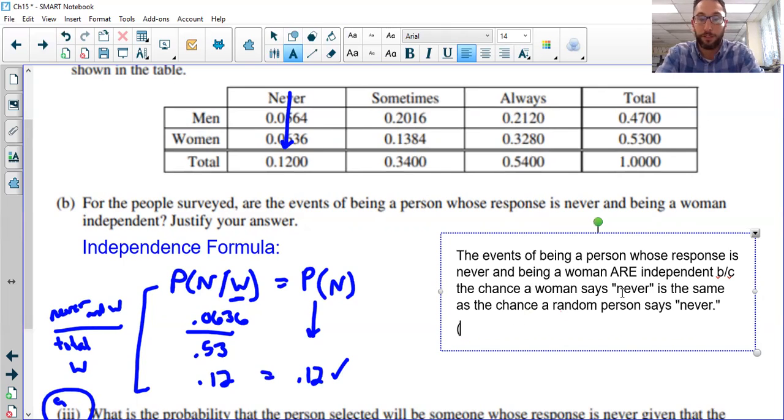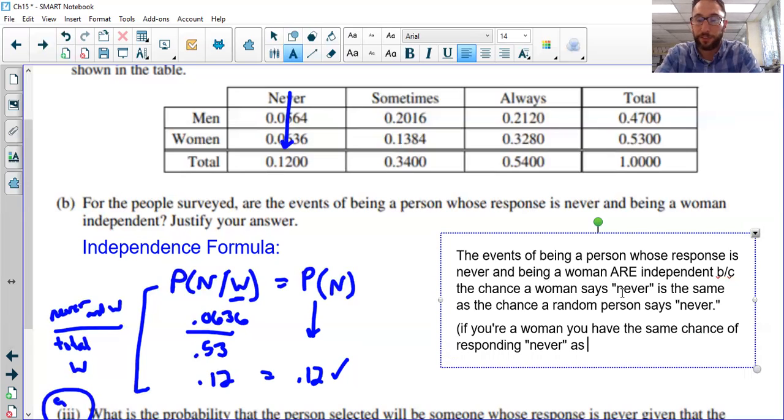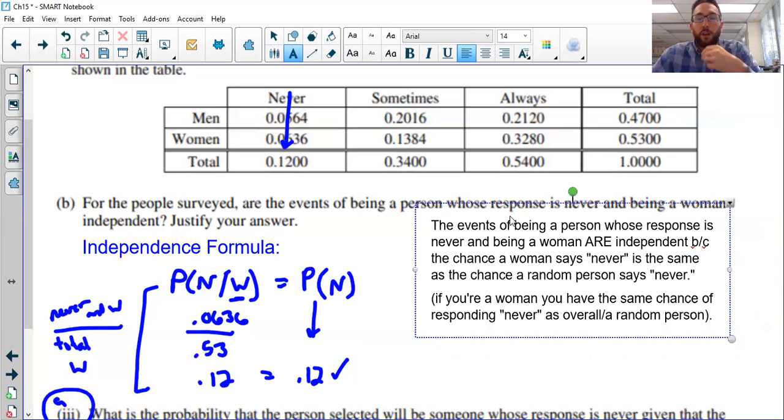I could have written that if you're a woman, you have the same chance of responding never as overall, or maybe as a random person. Right? That would just be another way to word this. That's it. Two options. Do it either way.